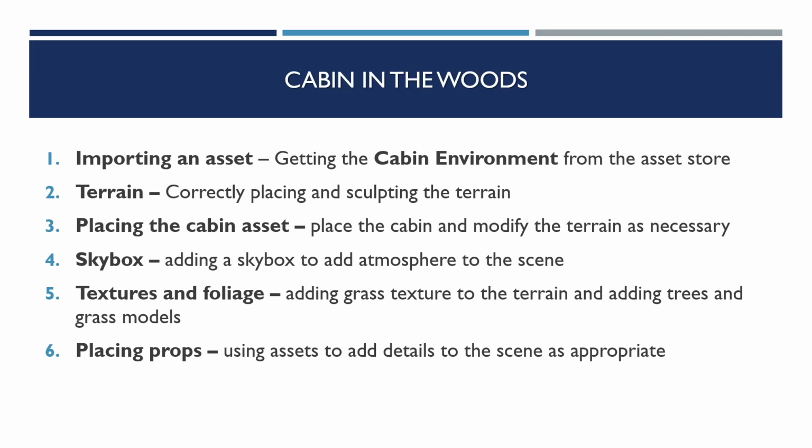We're importing an asset from the asset store. We're going to be sculpting and modifying terrain. We're going to be using a cabin asset that we've downloaded, adding that into our environment and resculpting the terrain as necessary, adding a skybox to our environment and explaining what a skybox is, adding textures and foliage, which is adding a bit of detail to our scene, and then we're going to be placing props.